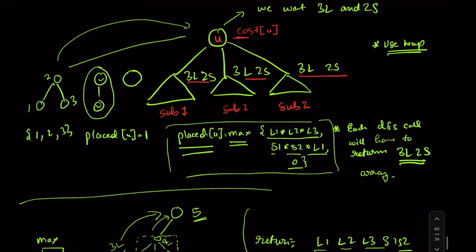So basically, at every node, ask each subtree to give the three largest and two smallest, and then form an array so that you can find the value of coins by using this formula. So it's safe now to move on to code. Let's see how to write this.